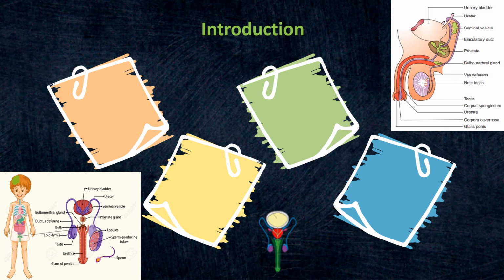Male reproductive system consists of both the internal and the external genital organs. Let us discuss them one by one. Gonads, otherwise called primary sex glands. Here in males it is a pair of testes, whereas in females it is a pair of ovaries.